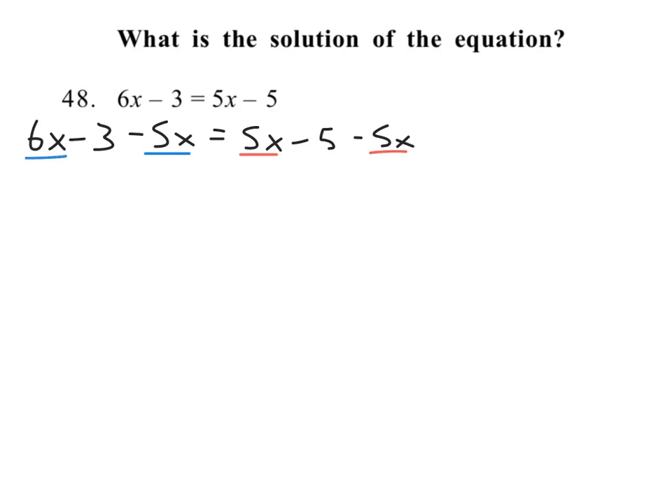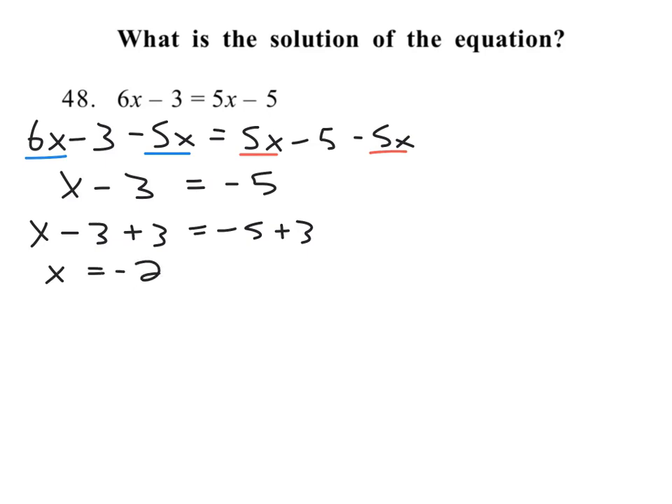So combining these like terms as well, on this side we have the result of x, 6x minus 5x is x, minus 3 equals negative 5. And now I'm going to add 3 to both sides. x minus 3 plus 3 equals negative 5 plus 3. And we get then x equals negative 2. Okay? That's our solution. And we're going to do a proof on it.